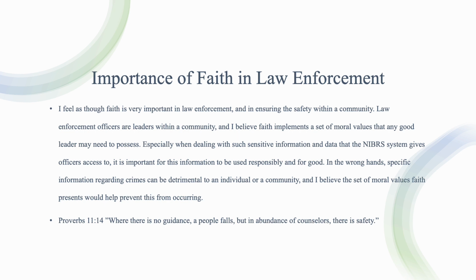A Bible verse that I found that kind of reminded me of the importance of faith in law enforcement is Proverbs 11:14, which states that where there is no guidance, a people falls, but in abundance of counselors there is safety. I thought that this was relevant due to the fact that law enforcement leaders are leaders in a community, and that without them there would be chaos, and that faith is just very important to help create a safe environment for the community.